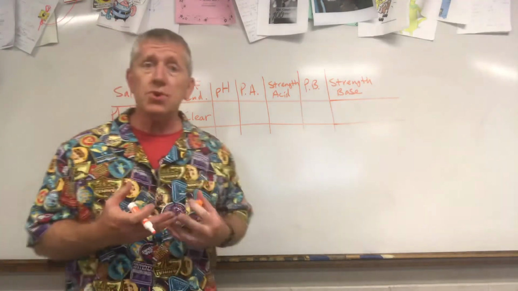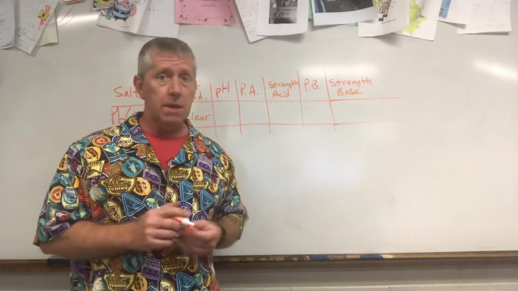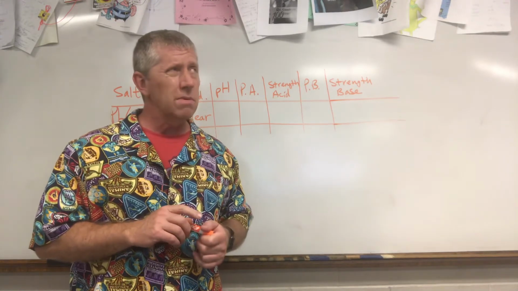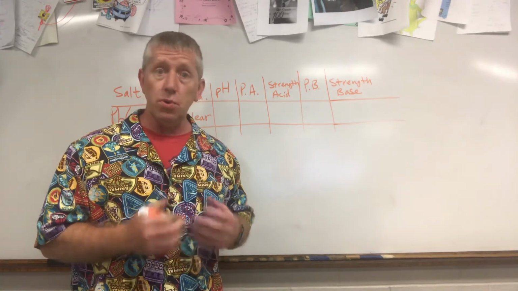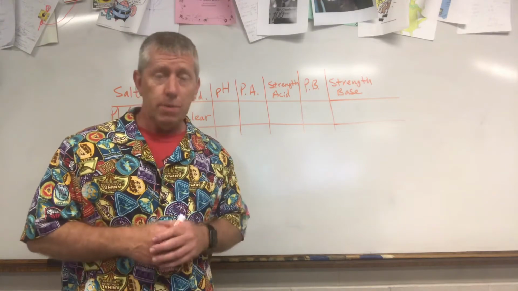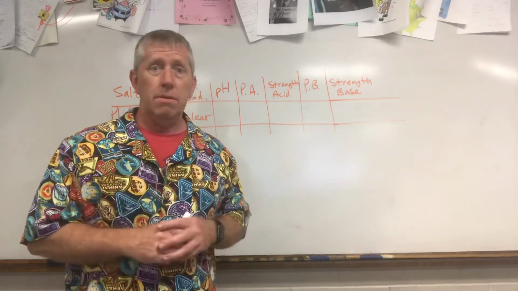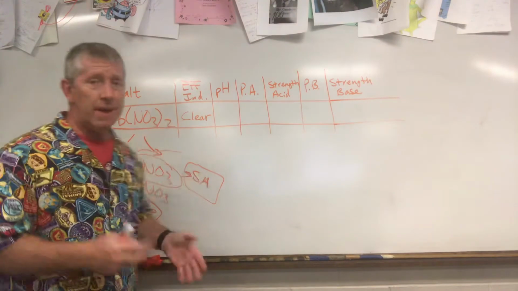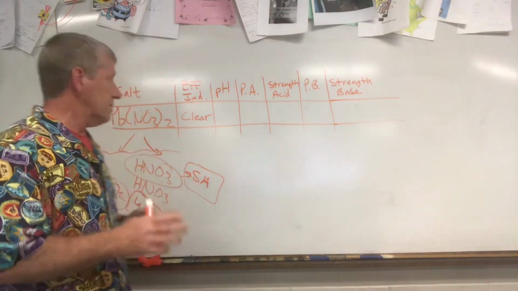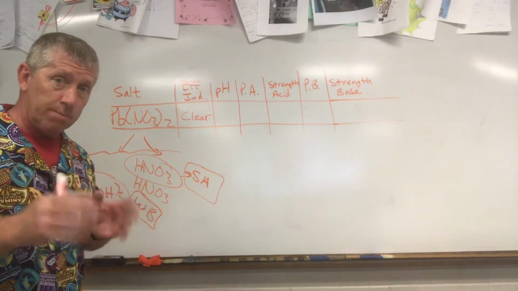If you have a neutral solution, and that can happen, and I'll give you a hint, one of these should make a neutral solution. Should be a clear effect on the indicator, because it's not basic yet, it's still 7. Okay, so it has to be basic to be pink or purple.